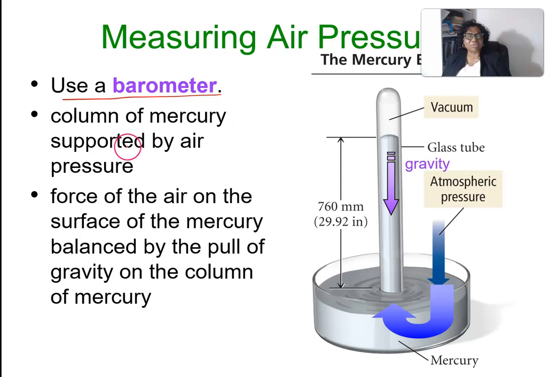So the column of mercury is supported by air pressure, the force of the air on the surface of the mercury balanced by the pull of gravity on the column of mercury. So that's what you see. So 760 millimeters of mercury, or 29.92 inches, equals 1 atmosphere. So that is a barometer.